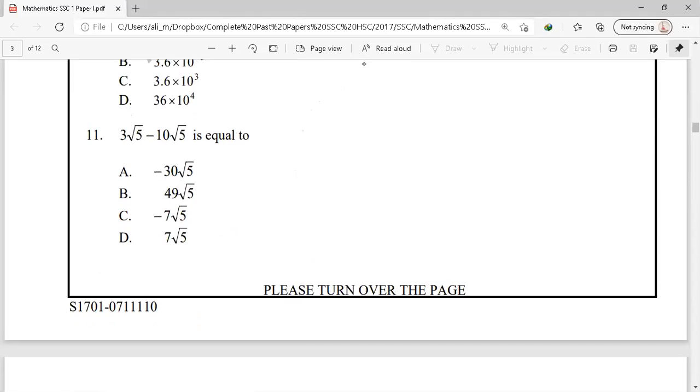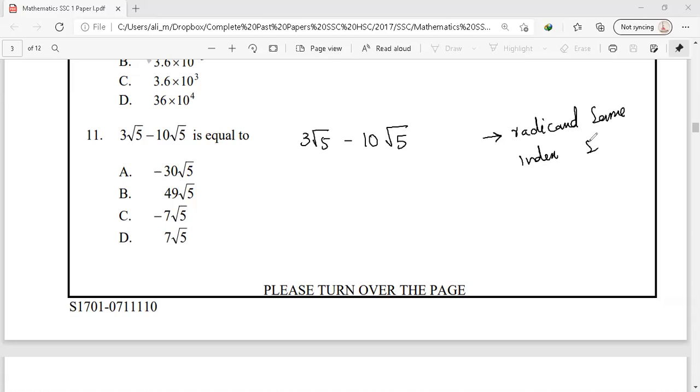So let's see question number 10. In question number 10, we have to solve this radical expression, in which 3 root 5 minus 10 root 5. As we know, for the subtraction and addition of this type of radical expression, we have to check the condition whether the radicands are the same and the index of the radical should be the same. So if we have to add or subtract this radical expression, these two conditions must be satisfied.